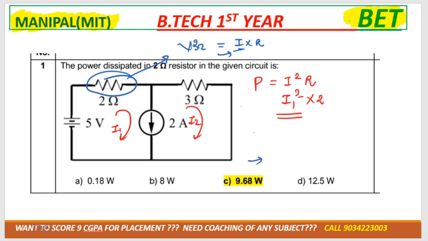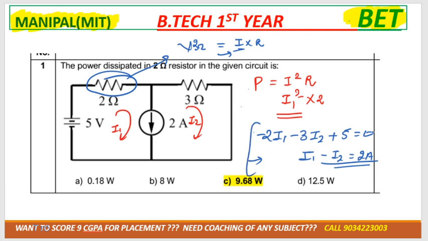Do it now, make the equation. Correct. So the first equation is minus 2 I1 minus 3 I2 plus 5 is equal to 0, and the other would be I1 minus I2 is equal to 2 ampere. So you can solve it and get the values of I1 and I2 by using a calculator. You can substitute them over here, then you will get the final answer. Correct?